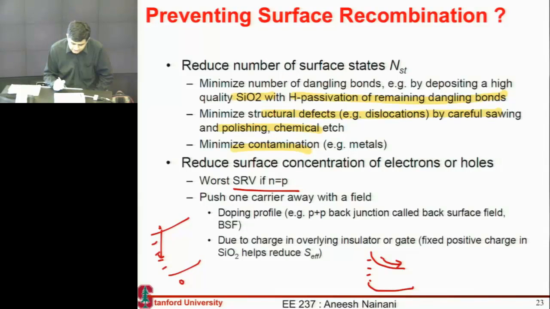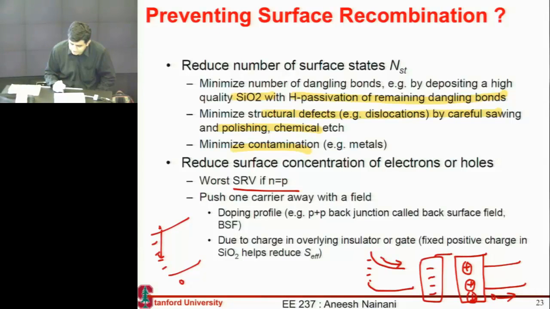And the other way, which a lot of people are now trying to commercialize, is using dielectric films which have fixed charge. Let's say a lot of positive fixed charge. So this positive fixed charge will repel the holes away from the surface. Similarly, if you have negative fixed charge, it will repel the electrons away from the surface. So there's a lot of research going on on how to develop films such as aluminum oxide, which have a very high amount of fixed charge, which can repel one kind of carrier and helps you minimize this surface recombination. But minimizing the surface recombination is again very important.